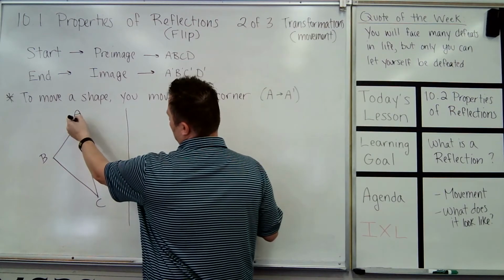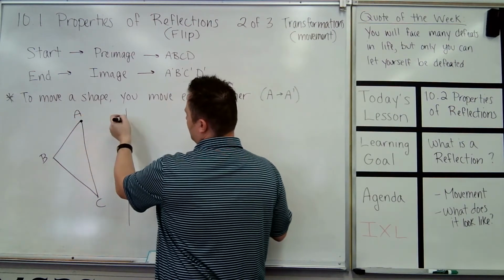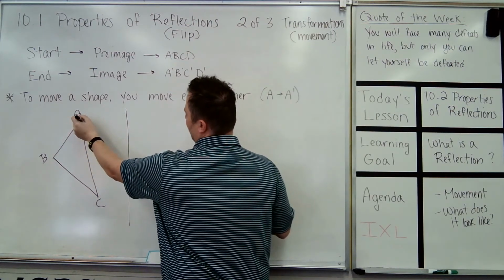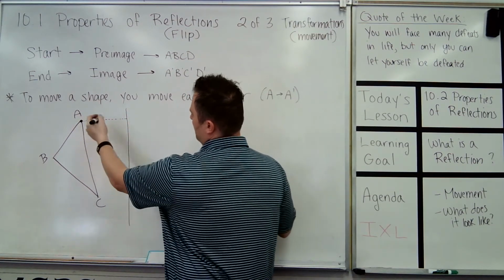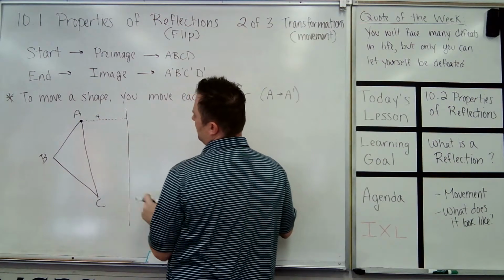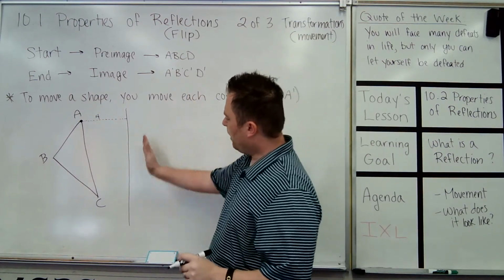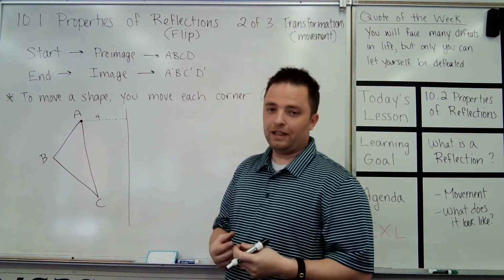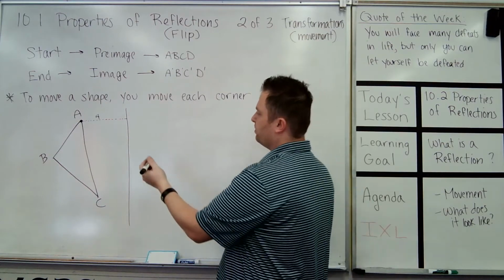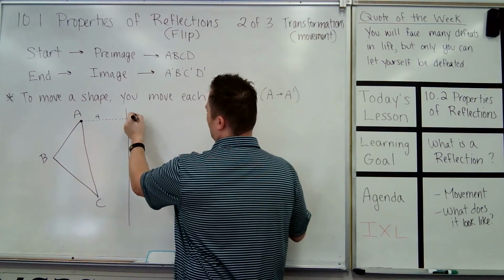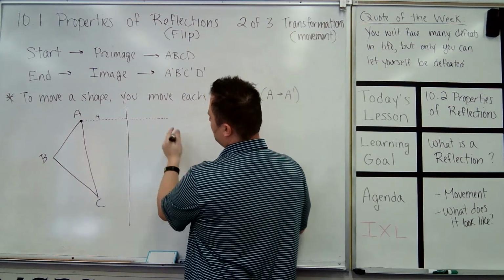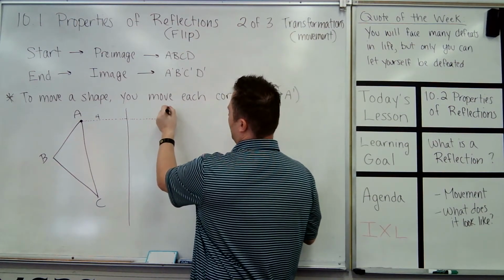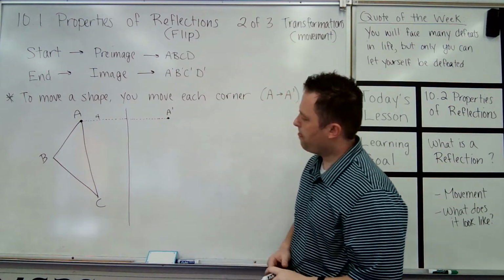A, we're going to move first by measuring a distance from A to the line. And we'll say that, I don't know, maybe this is 4 units. It means that on the opposite side, the reflection in the mirror would also be 4 units on the other side. So I'm going to try and create this about the same distance. And this will be A prime.